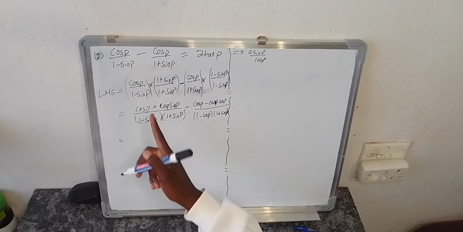Why? Cos p divided by cos squared p is equal to what? It's equal to 1 over cos p. Because here we're going to be left with 1, and here we're going to be left with what? With cos p.